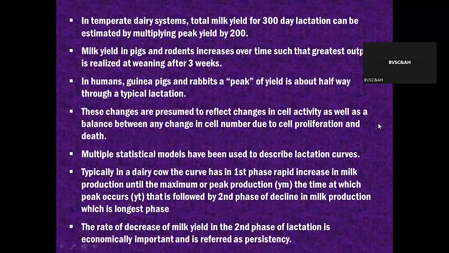The rate of decrease of the milk yield in the second phase is economically important and is referred to as persistency. As I already discussed, persistency is basically the rate at which the second phase of decline in milk yield occurs. So if it's not so rapid, if it's maintained fairly constant, that means you're getting a good milk yield, you're achieving good success in milk production.